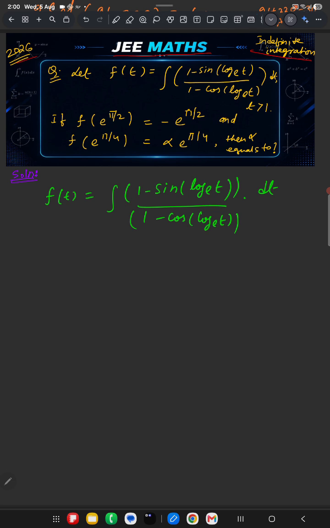Okay. So let us see. I've written the whole given expression over here, f of t, and we'll do some substitution. For that I will assume that log base e of t is equal to theta, suppose. So by this we can write e power theta is equal to t. We can also write e power theta d theta equal to dt.